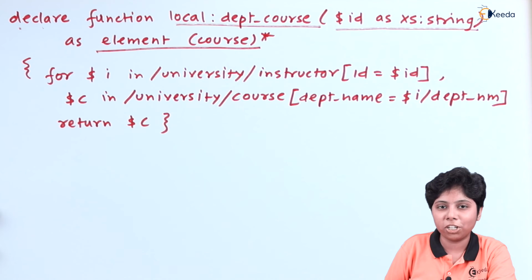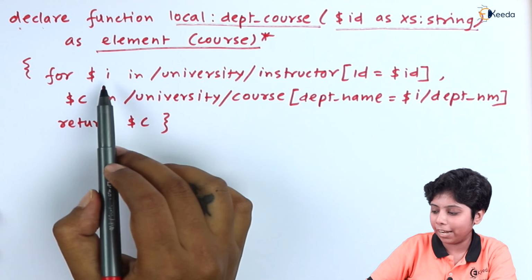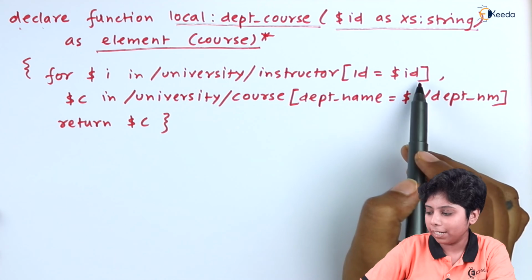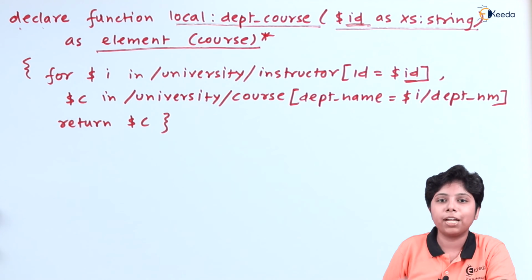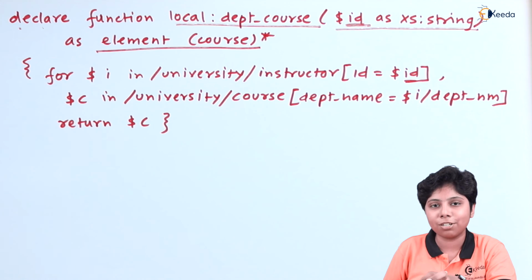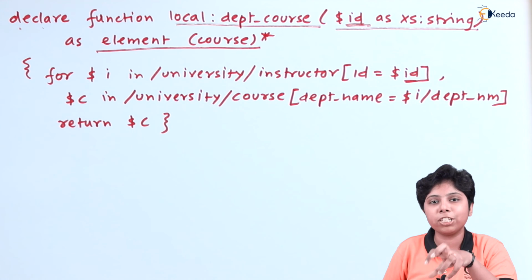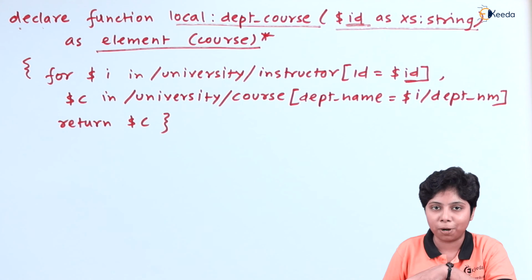In the function body or definition, we are first selecting i from the instructor, where the instructor ID matches the ID that is given to it. So we are fetching a particular instructor and which course they teach, followed by which department.